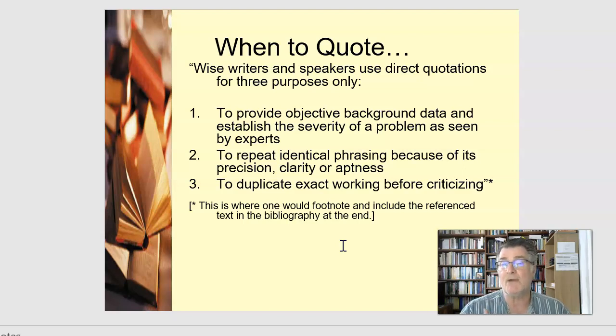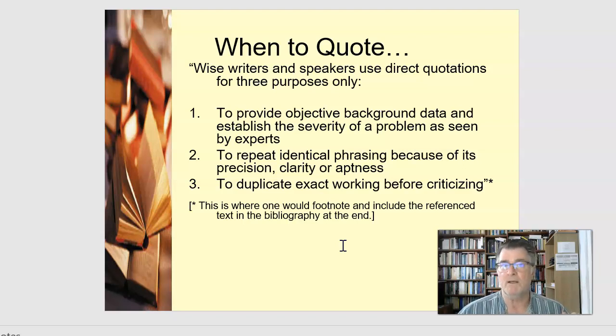The first one is to provide that objective background data and establish the severity of a problem as seen by experts. Experts may be able to phrase an issue, a statement that is pithy, succinct, right to the point. It doesn't beat around the bush. It just gets right to the point. So if someone provides a statement for you that really captures in every sense of the word what this idea is all about, then go ahead and quote it directly, because it could be something about that statement, the way it's phrased, the way it really uses strong action verbs, and you want to keep that.